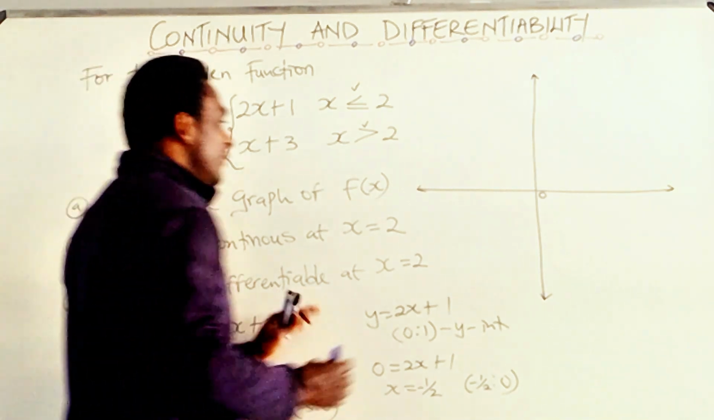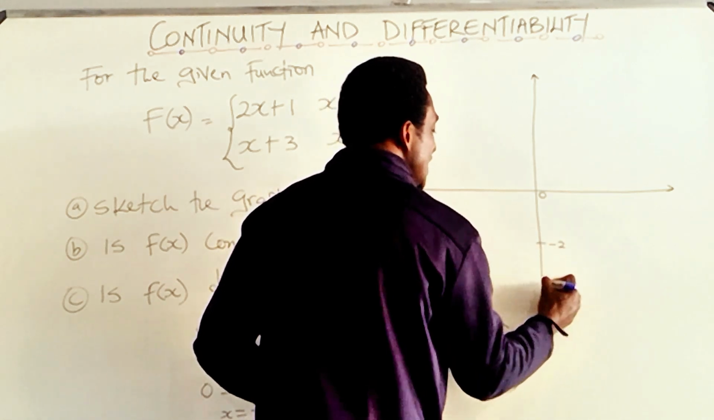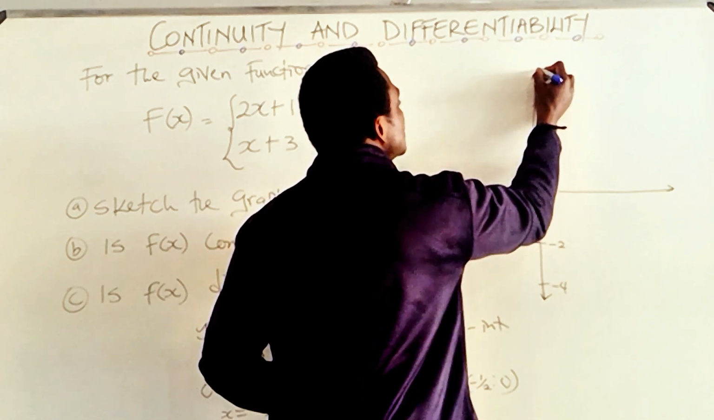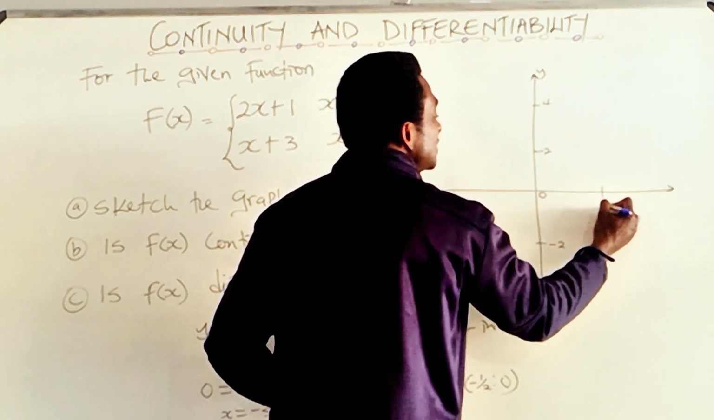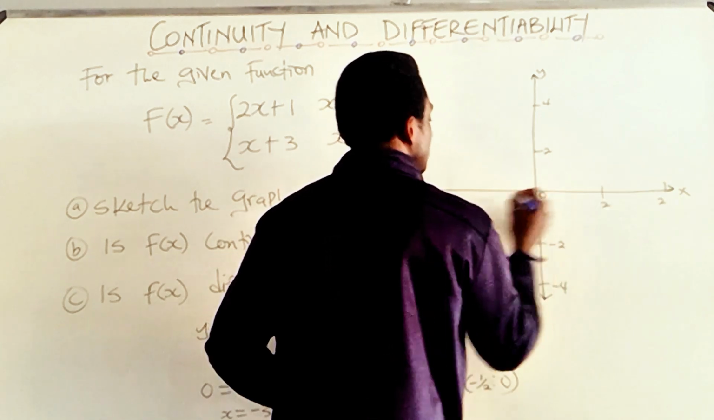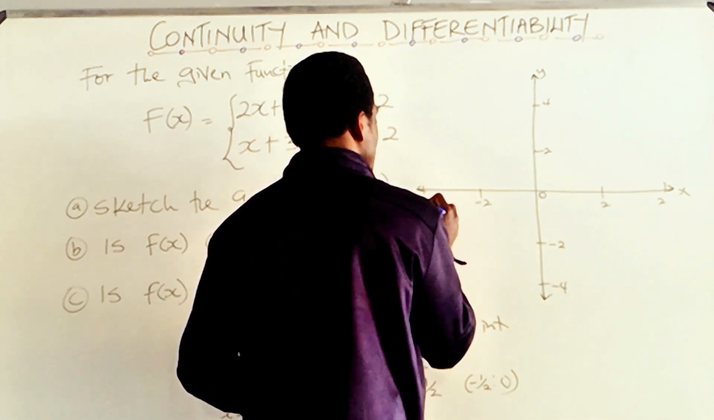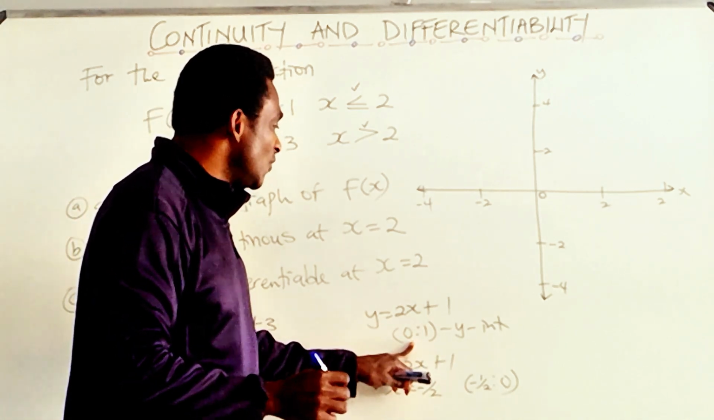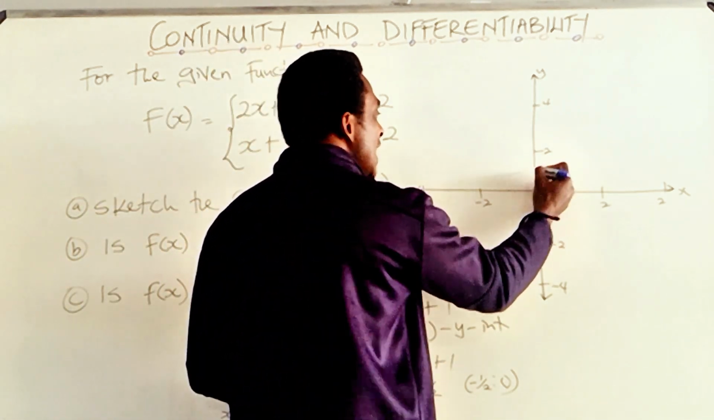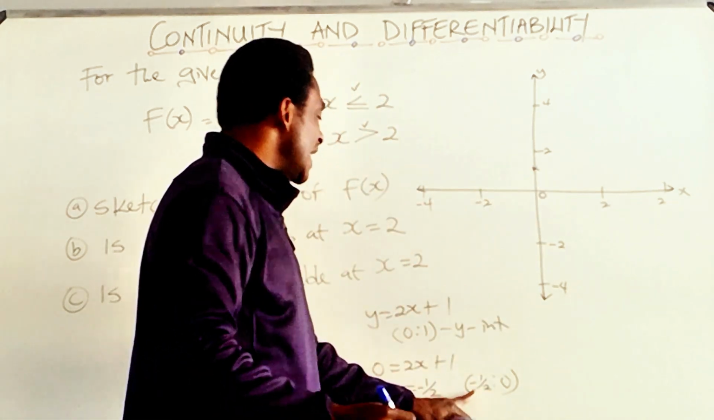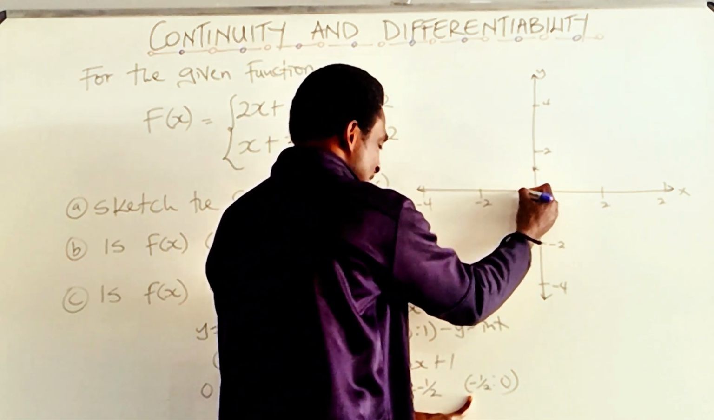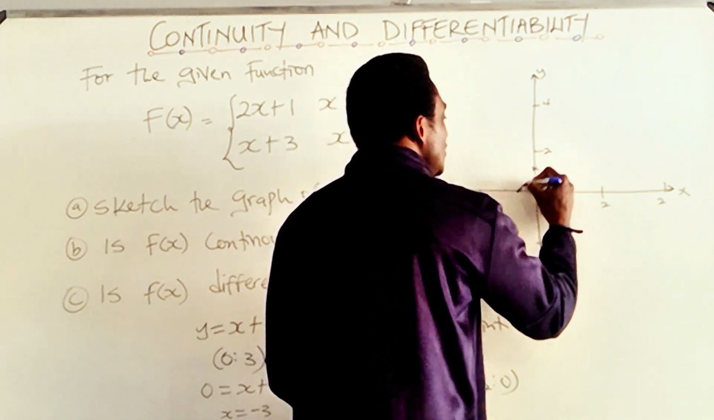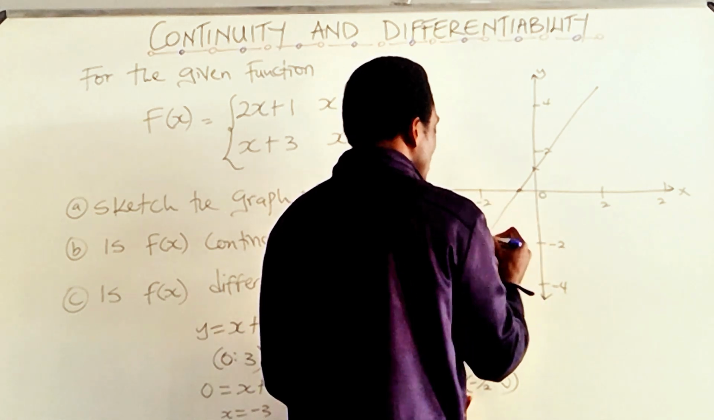So let's choose our scale. I'm going with intervals of 2 for the y-axis. I'm also going with intervals of 2 for the x-axis. Now, the first graph: 0 and 1 is my y-intercept, and then I have negative half and 0 as my x-intercept. If 1 is here, this is negative half, so this will be our graph.